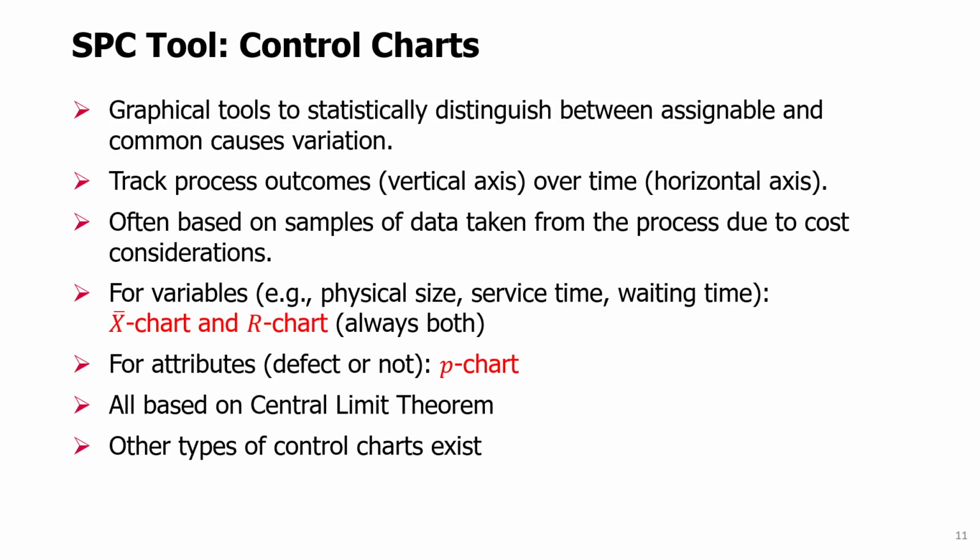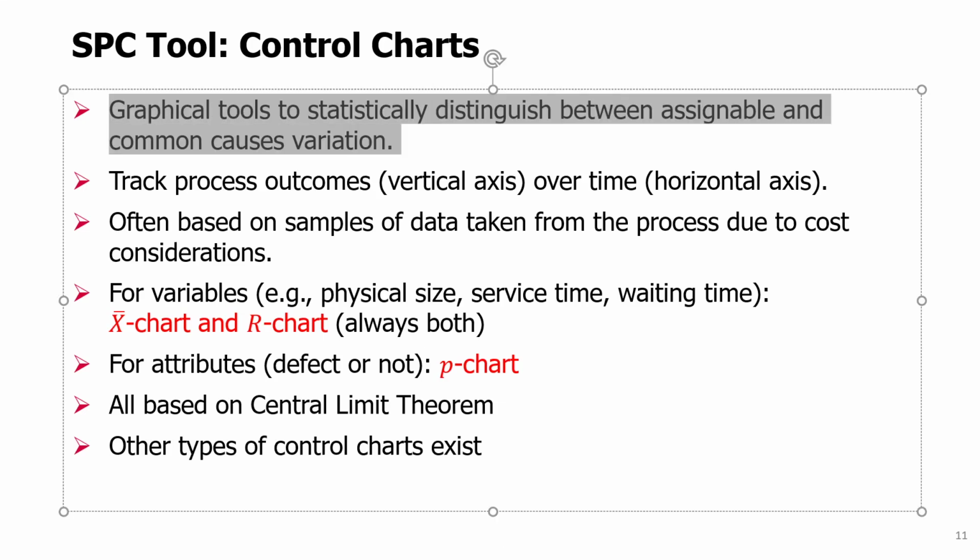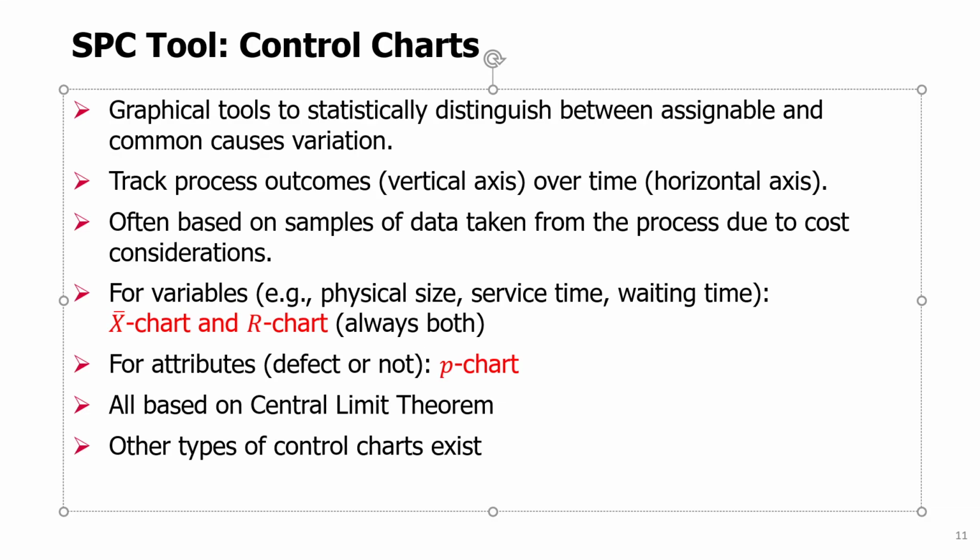Control charts are graphical tools to statistically distinguish between assignable and common cause variations. And so we will try to actually capture the common cause variation, and then we will try to use this tool to detect when an assignable cause variation occurs.